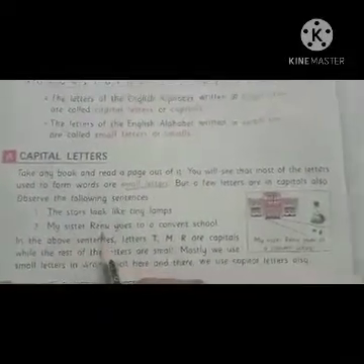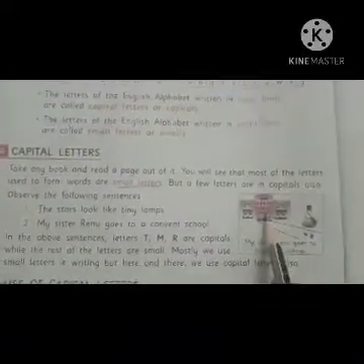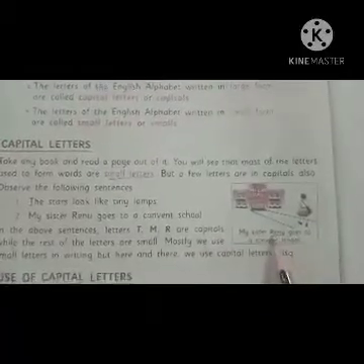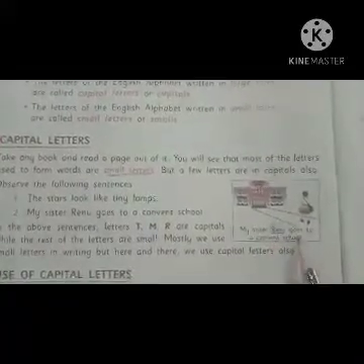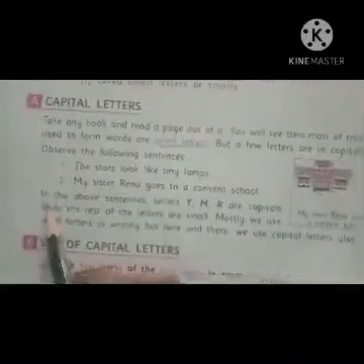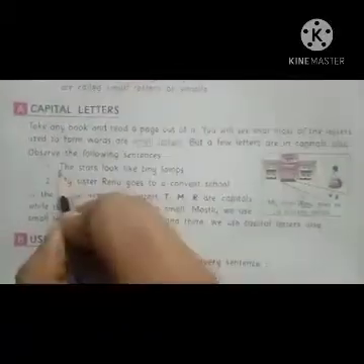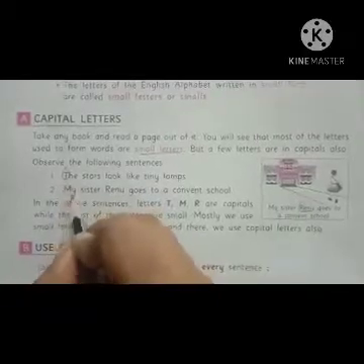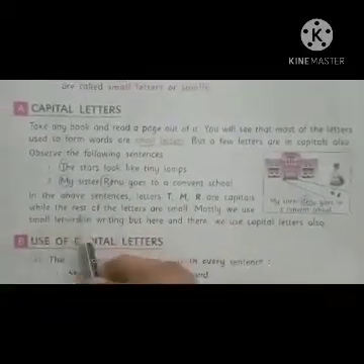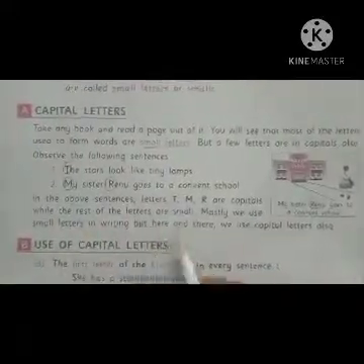Next, the second one. My sister Renu goes to a convent school. My sister Renu. Renu is a name, no? That's why this is a capital letter. In the above sentences, letters T, M, R are capitals, while the rest of the letters are small.